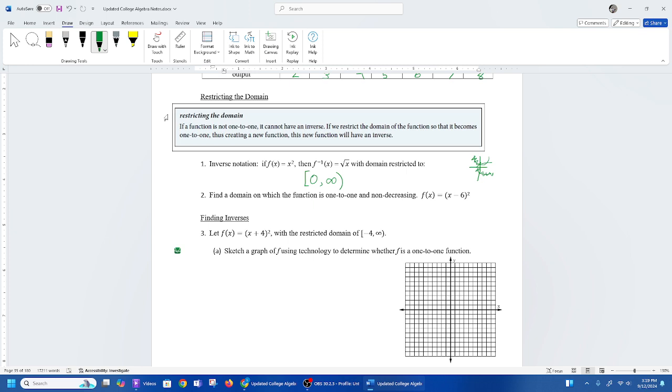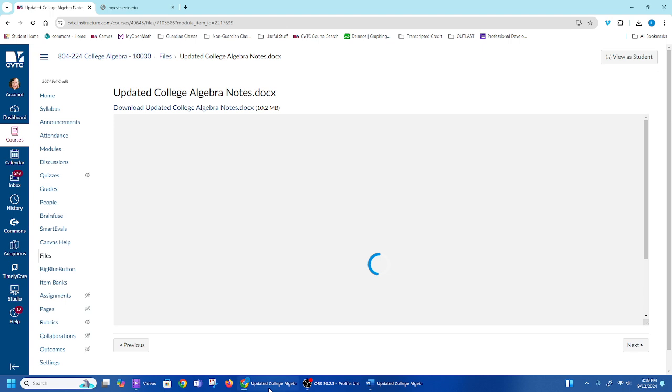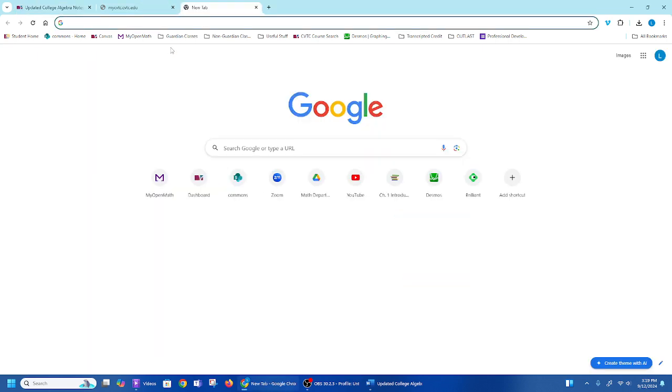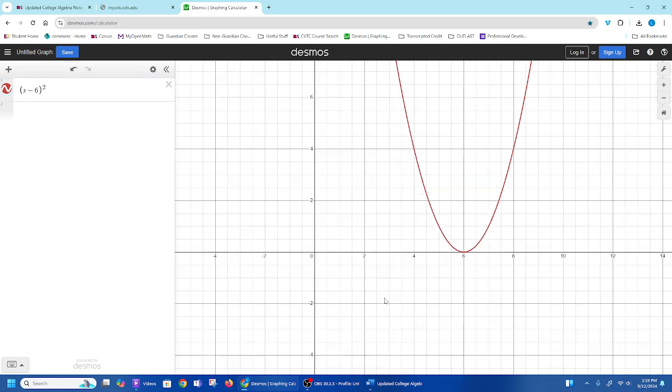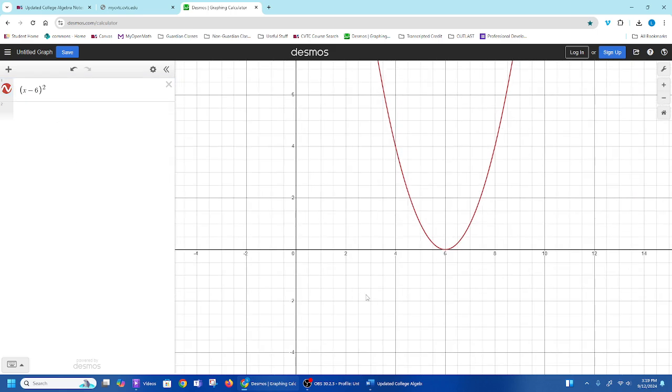We want to find a domain on which the function is 1-to-1 and non-decreasing on (x minus 6) squared. So I'm going to pull up Desmos, and I'm going to type in (x minus 6) squared. Sorry if this is a little loud. And there is our (x minus 6) squared.